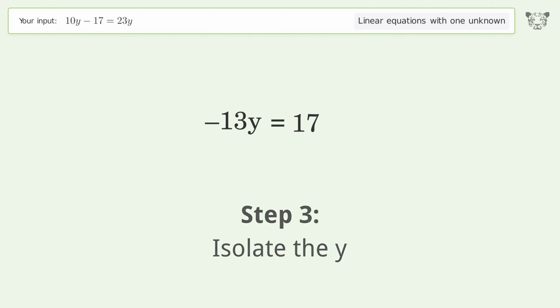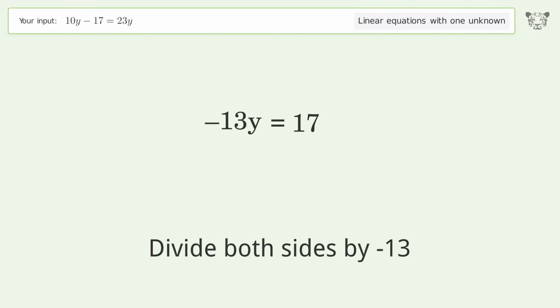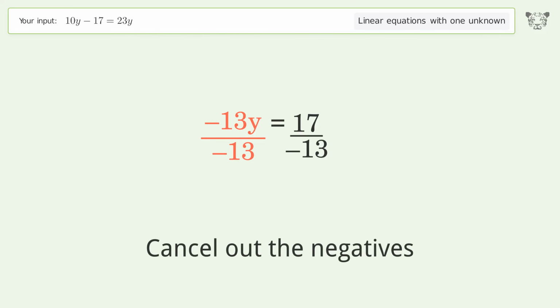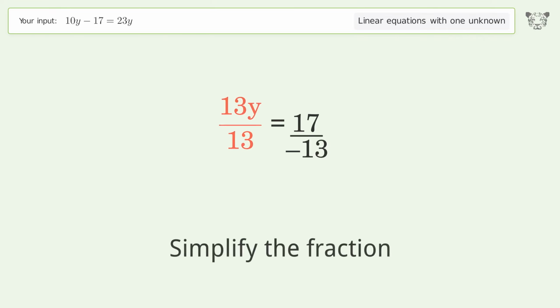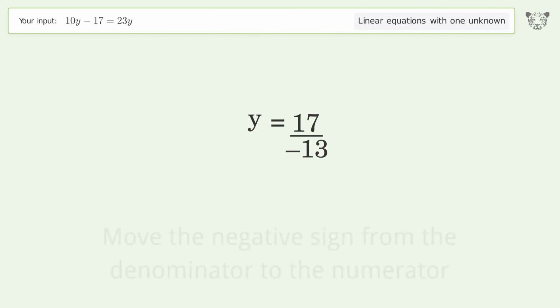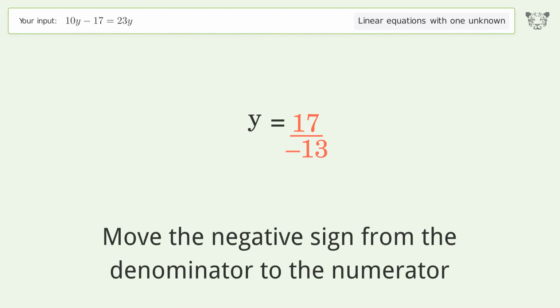Isolate the y. Divide both sides by -13. Cancel out the negatives. Simplify the fraction. Move the negative sign from the denominator to the numerator.